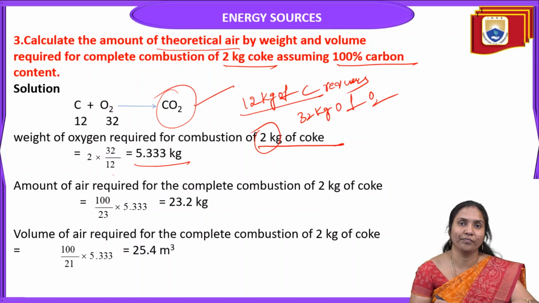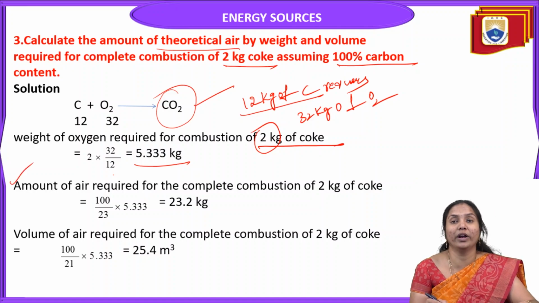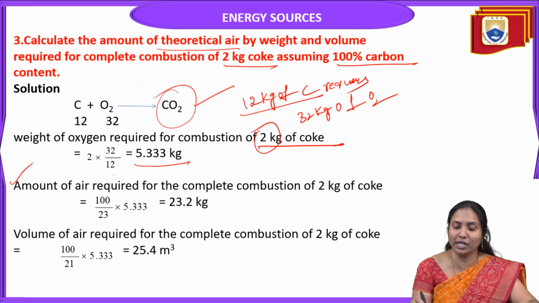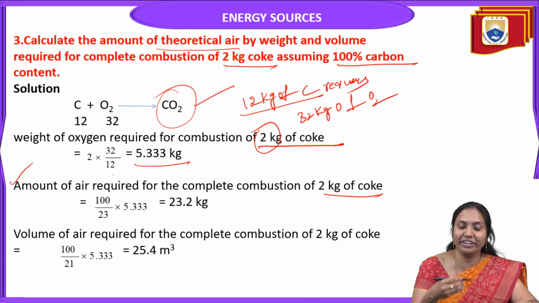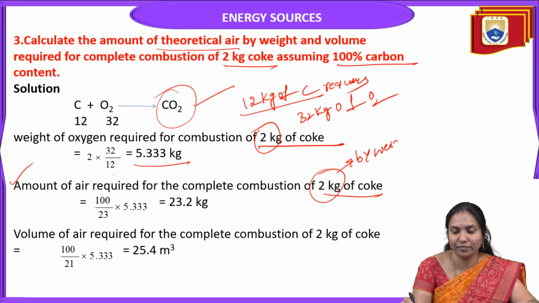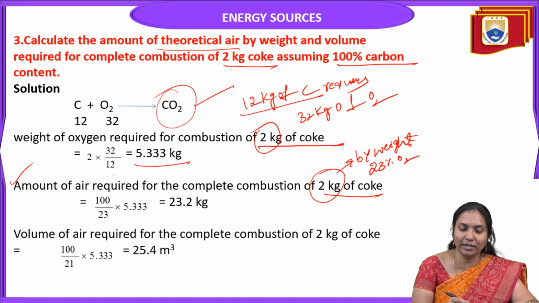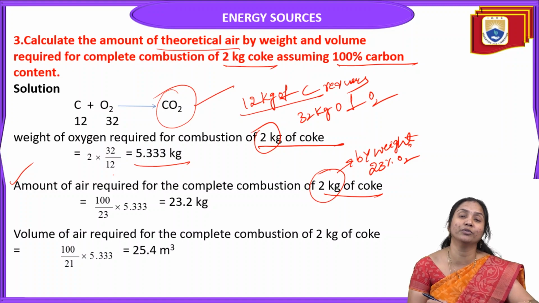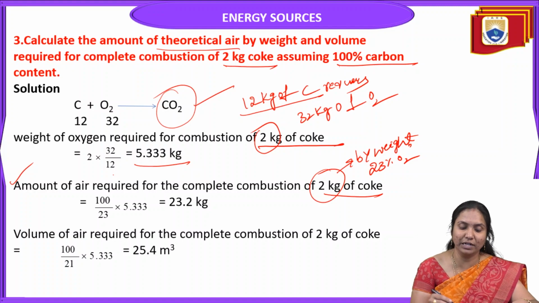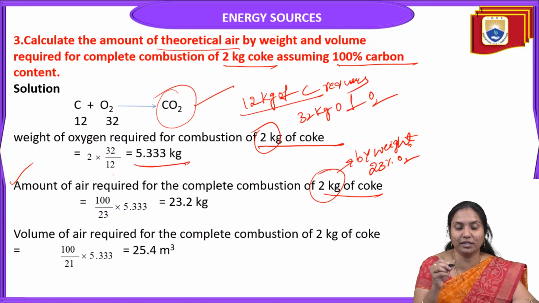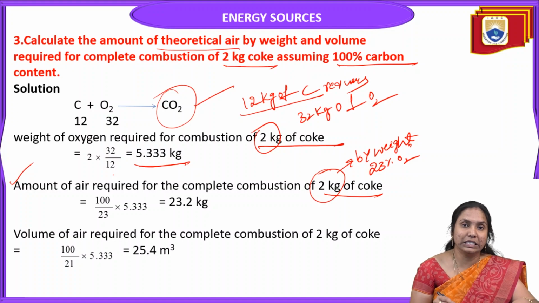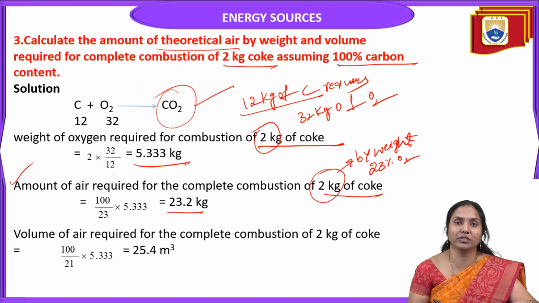5.333 kilograms. And next, amount of air required for complete combustion of 2 kg of coke. So how much amount of air required by weight? 2 kgs means by taking weight. So air containing 23% of oxygen by weight. So how can you calculate here amount of air required for complete combustion of 2 kg of coke? It's equal 100 by 23 into 5.333 kilograms. It's equal 23.2 kilograms.